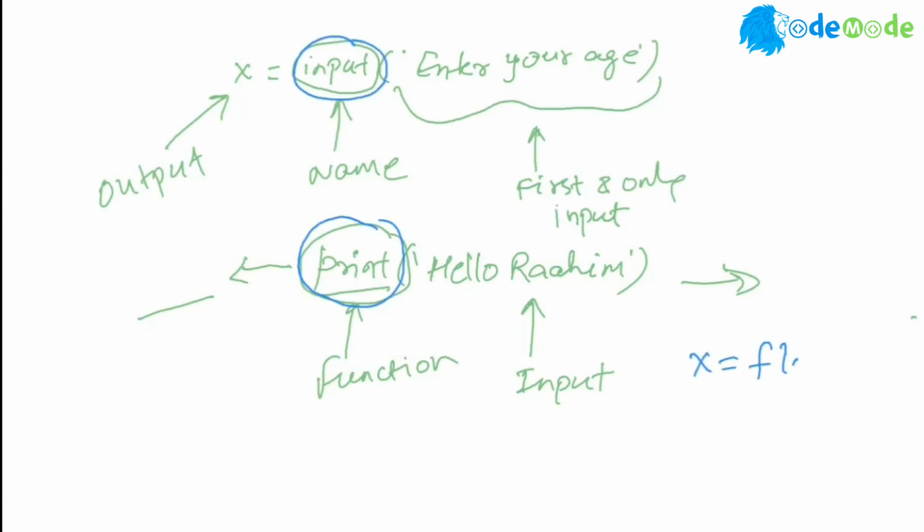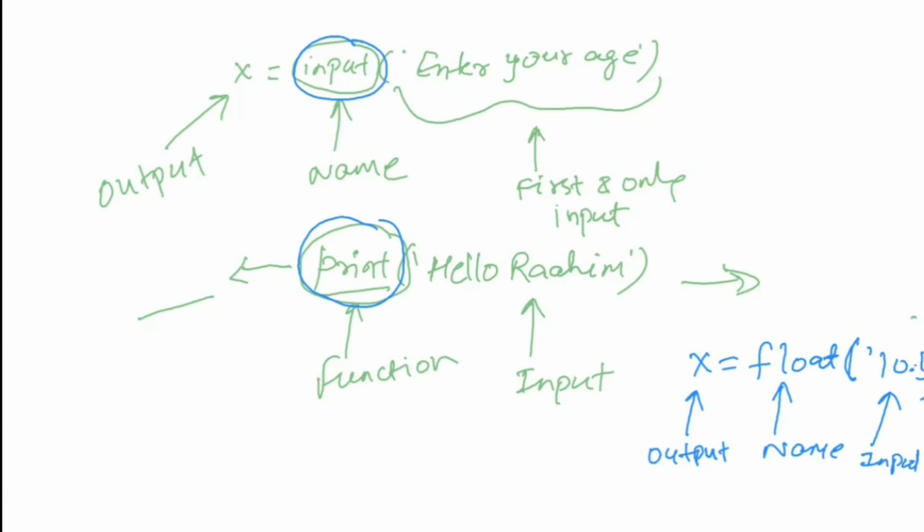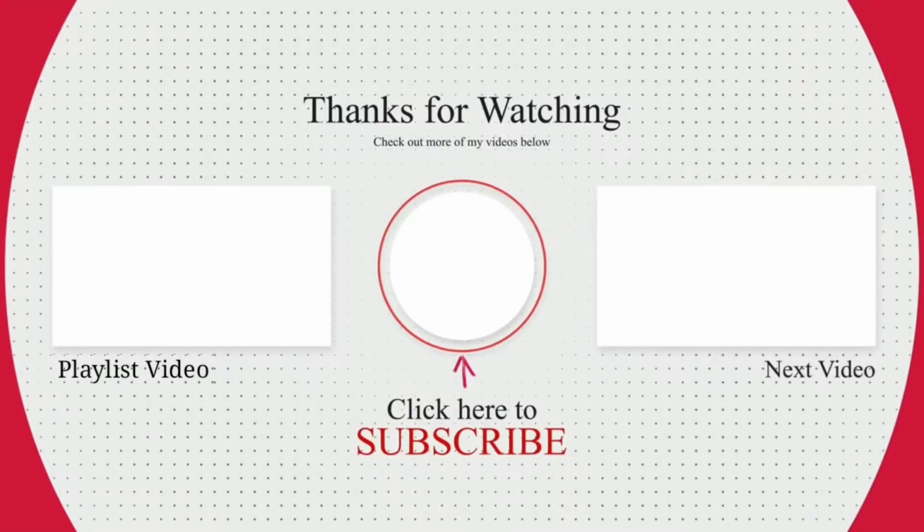Or take an example of float. When you say x equals float and you pass the value 10.5 in a string, correct? So what does it do? It converts string 10.5 to number 10.5, or decimal 10.5. So float is a function name, parenthesis, and then your input here, and this is your output. Okay, and you will see a lot of examples going forward. So remember, a function is a program. It takes some input and gives you some output. You don't care what is inside.